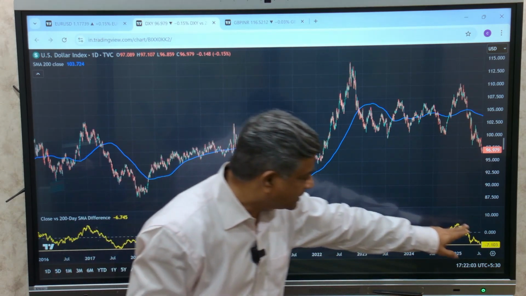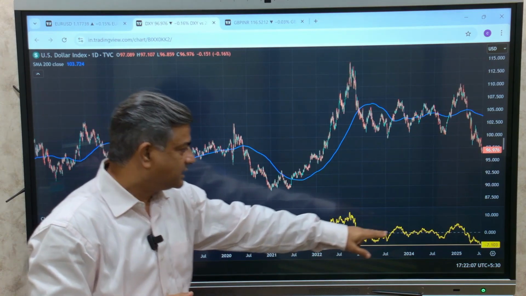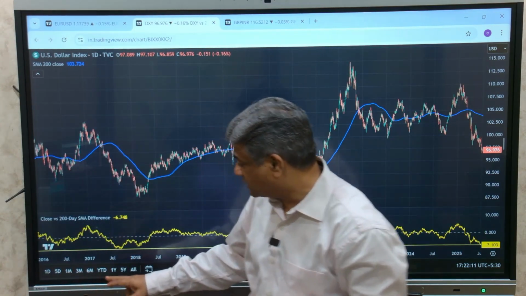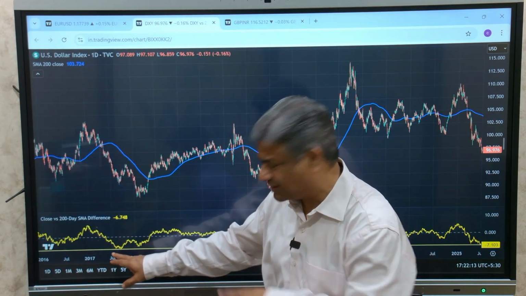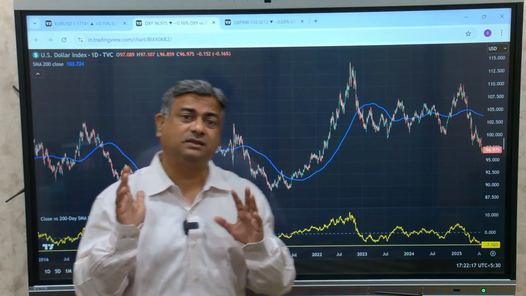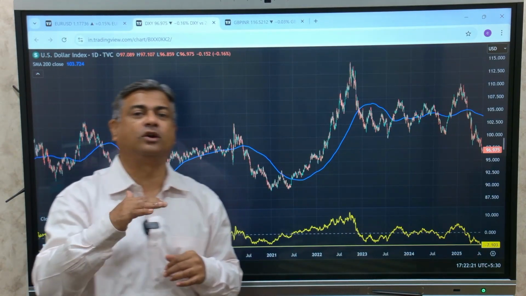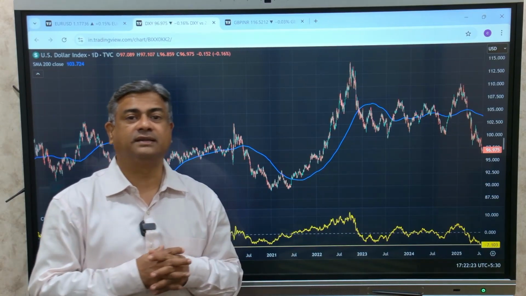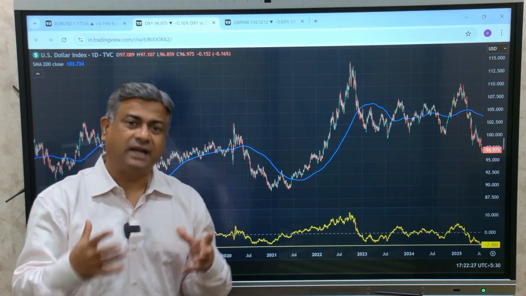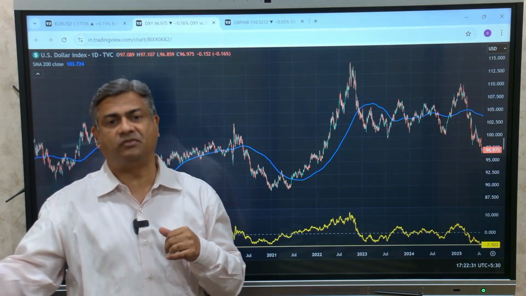So if you see this number, the -7 on this chart, this is the lowest that we have seen since 2017-18. In the last 10 years, such an extreme deviation from the long-term average in the dollar index has happened only the second time. So that gives an indication that the prices have moved to an extreme level.